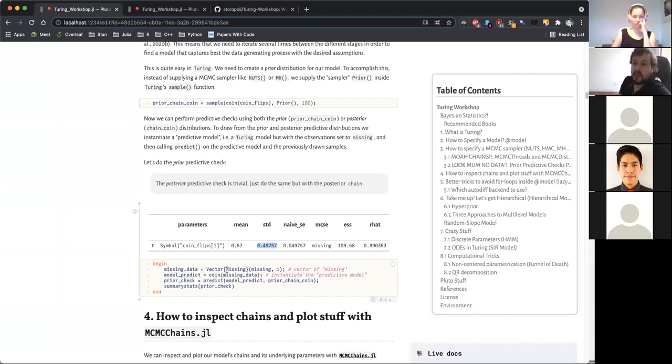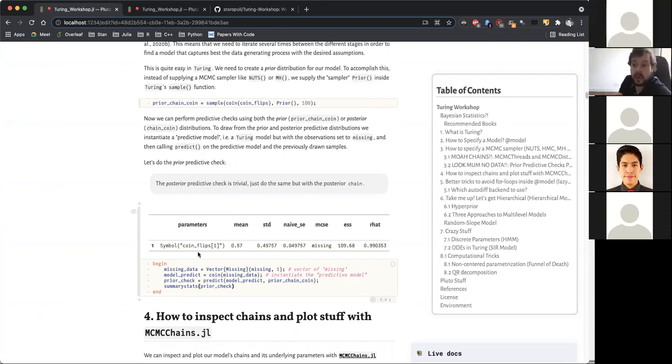So we will do this, and this is kind of scalable. If you have a more complex model, you just have to specify more missing data, and then you run the model using prior as a sampler, and then you instantiate a model with missing data, and then you do a predict using the missing data and your prior chain, and that will give you a prior predictive check.